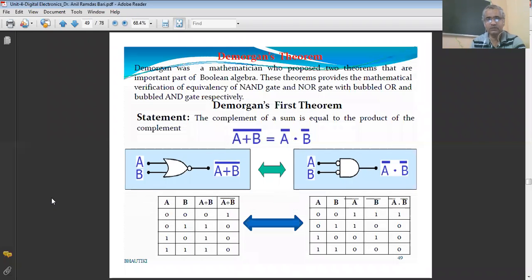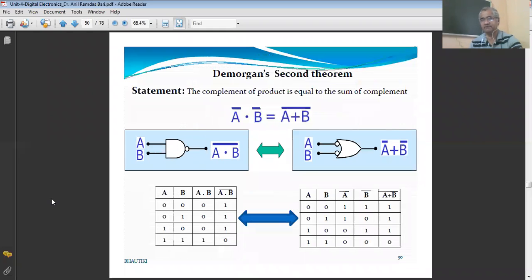Now let us see DeMorgan's second theorem. Now this is DeMorgan's second theorem.